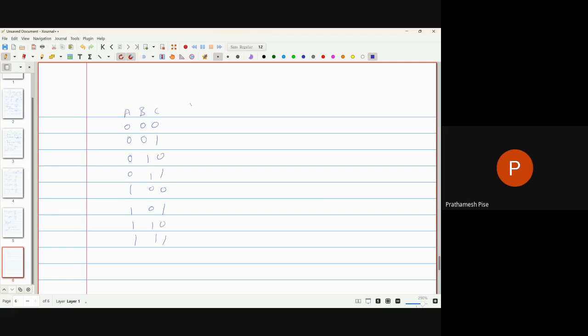Okay, and there is some output Y. That is some output Y. Okay, this is a truth table. If we draw these truth tables for all the circuits, it is not feasible. Therefore, we use Boolean expressions, right?